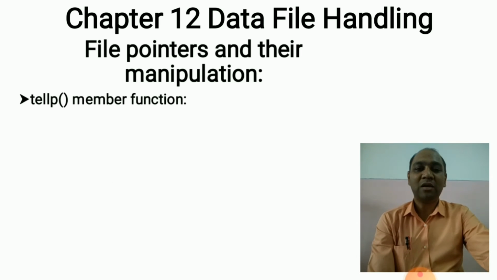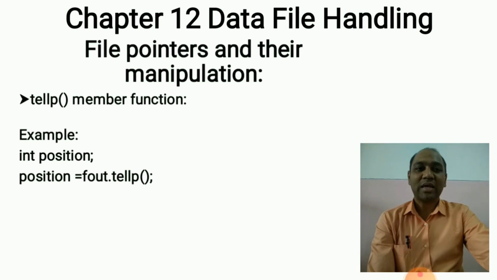Next we'll move on to the tellp member function. So here it is a put pointer that returns its position. Example, int position = fout.tellp(). So fout.tellp() returns the integer value, that is the position of the pointer in a file. So let us take one programming example so that we can understand how exactly tellg and tellp work. For that I will take you to my laptop screen.